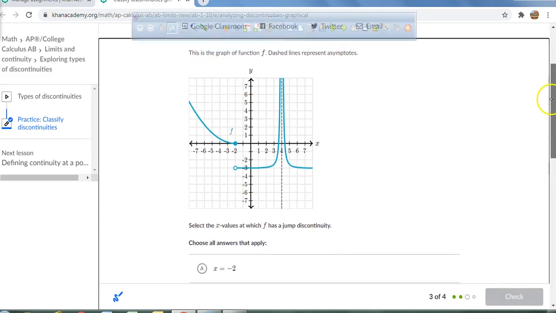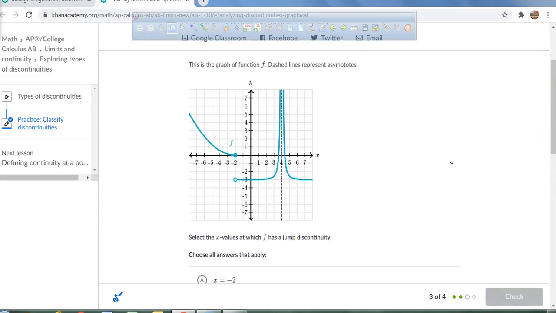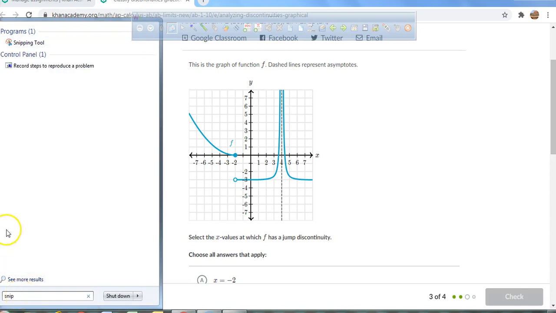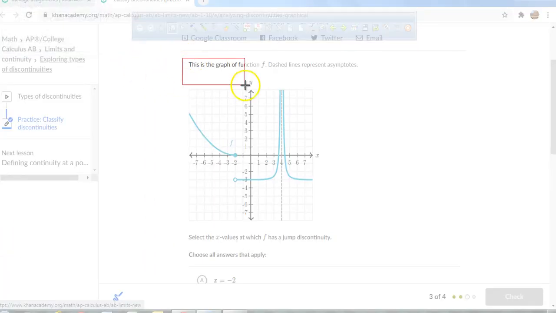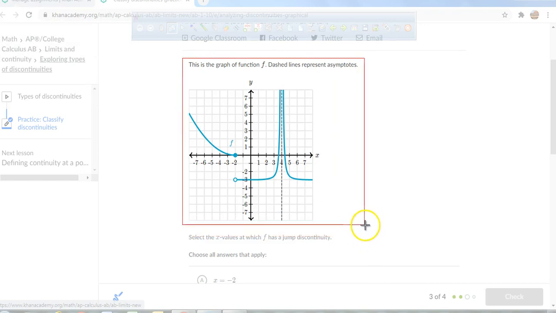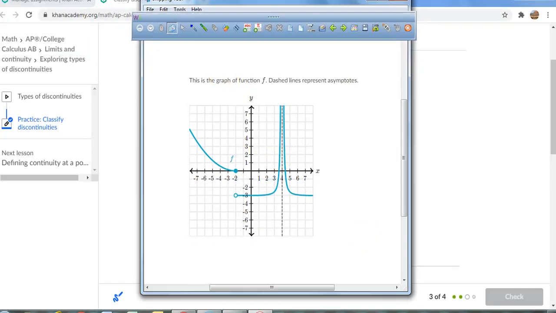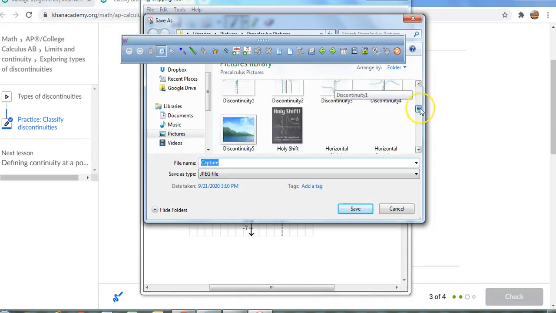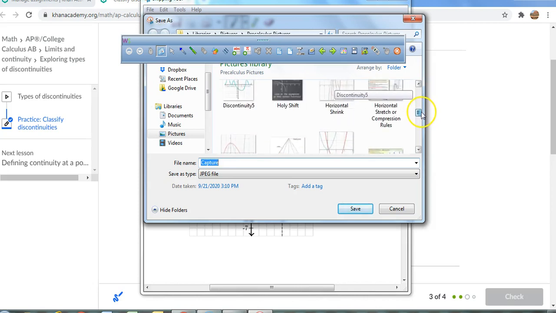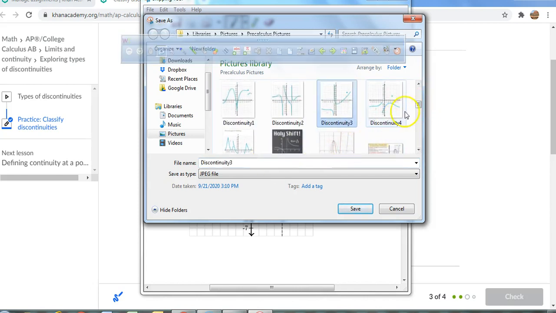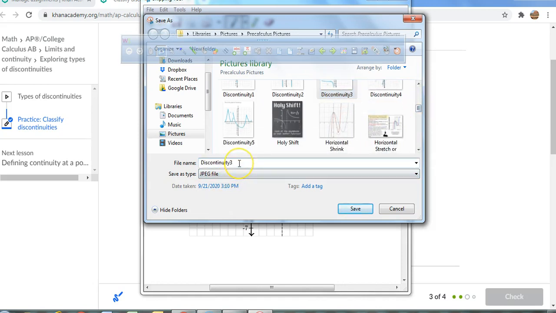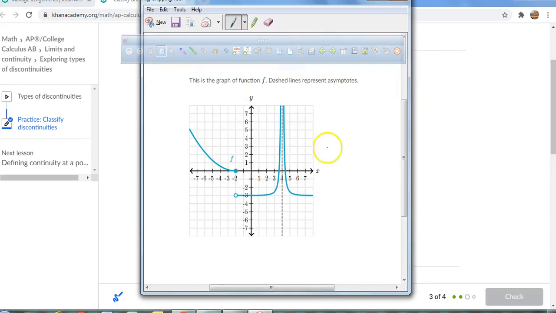All right, I like that graph. That's kind of a cool graph. So I'm going to take my snipping tool real quick because I like to snip it here. That's a good looking graph right there. I might use that later. Let's snip it. Okay, and then I can ask my own question on it. File, save as, and let's go to all of my cool little pictures and look for some discontinuity graphs. We'll just call it discontinuity 6. Yeah, I like that graph.